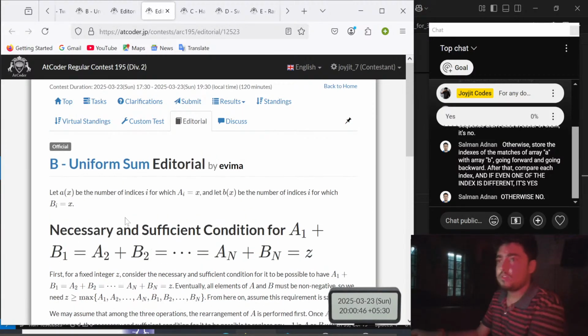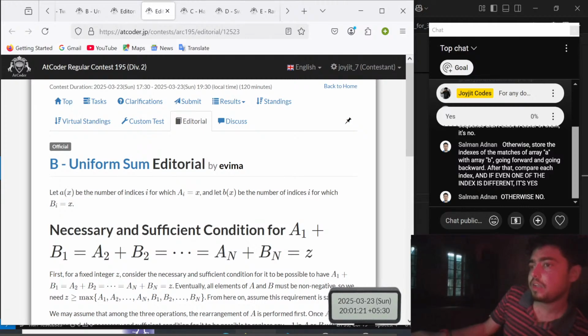Okay, let's try to understand what they're doing. Let A of x be the number of indices i for which A of i is equal to x, and B of x will be the number of indices i for which B of i is equal to x. Why would you do that? Okay, so let's try to understand why he's doing that.